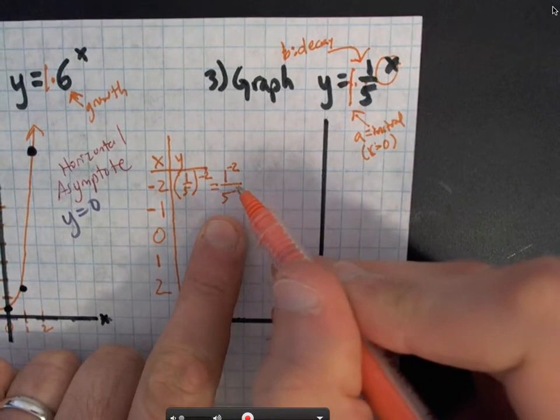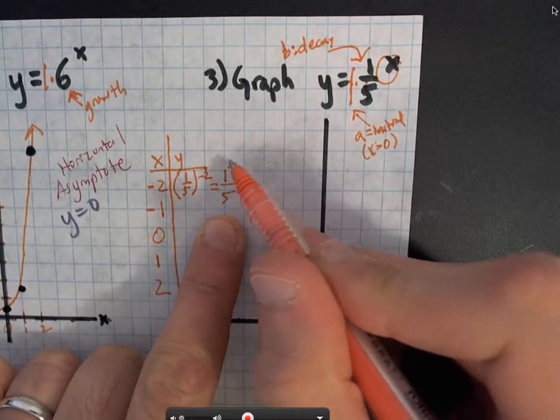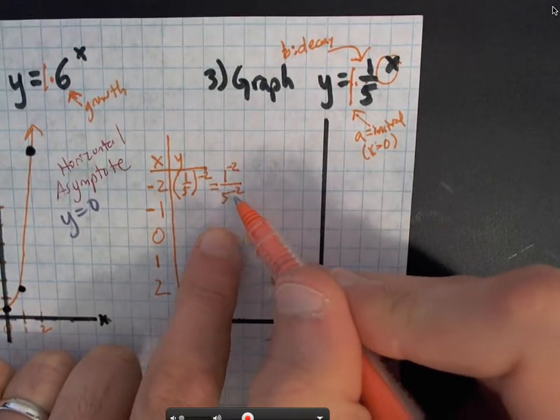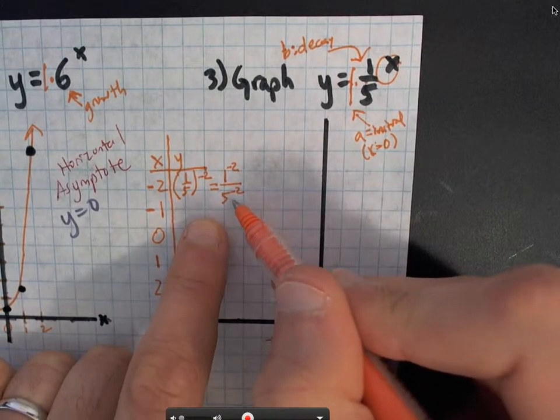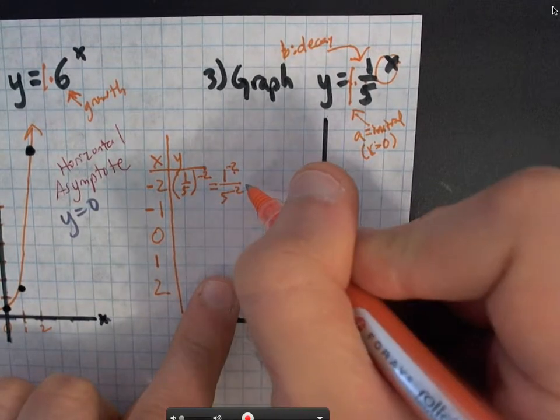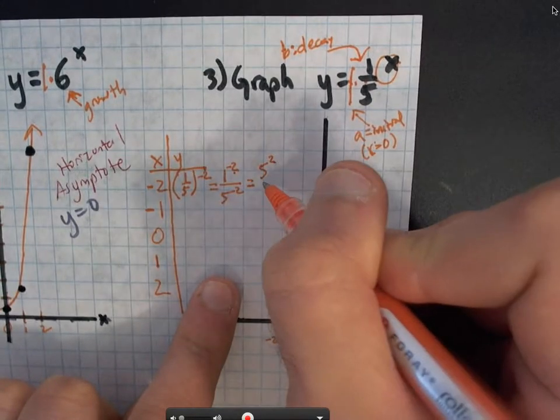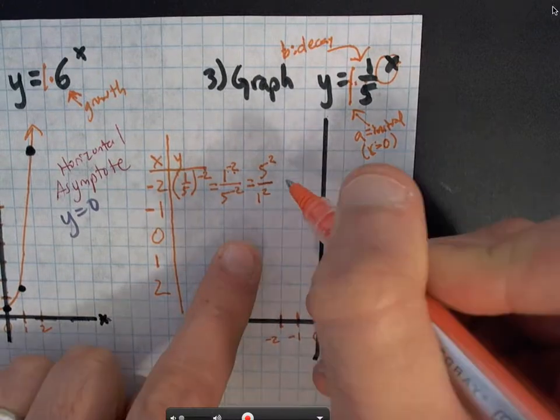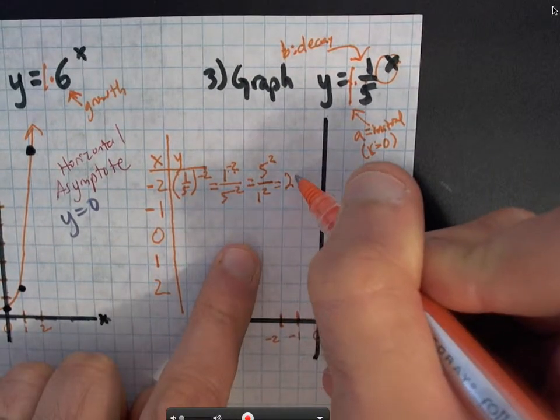So that means you have a negative exponent up here, so we can send that guy underneath. And you have a negative exponent down here, so you can send that guy up here. Basically, they're going to switch because this one's negative, this one's negative. So the 5 squared is going to come on top, and the 1 squared is going to come underneath. Basically, you're just going to get 25.